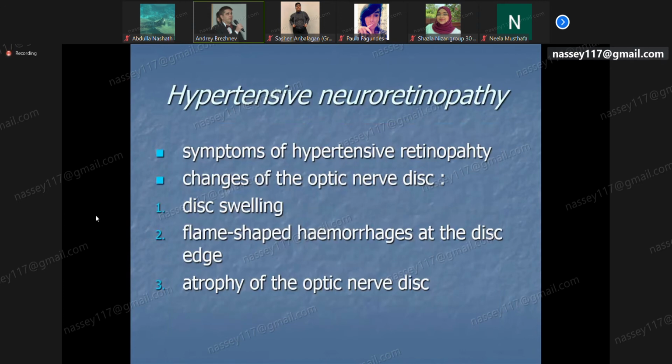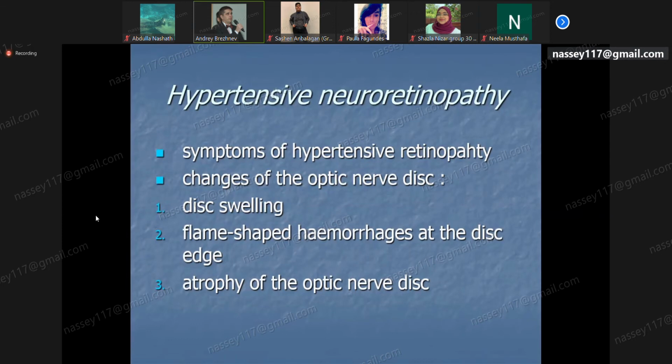And the final stage of the retinal changes, the so-called hypertensive neuroretinopathy. Neuroretinopathy may present with symptoms of hypertensive retinopathy, the previous stage, and additional changes of the optic nerve disc, as you understand from the name of this stage.